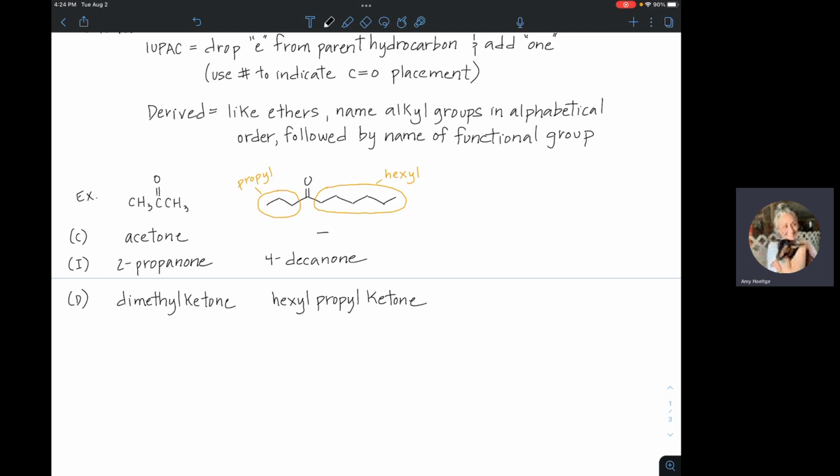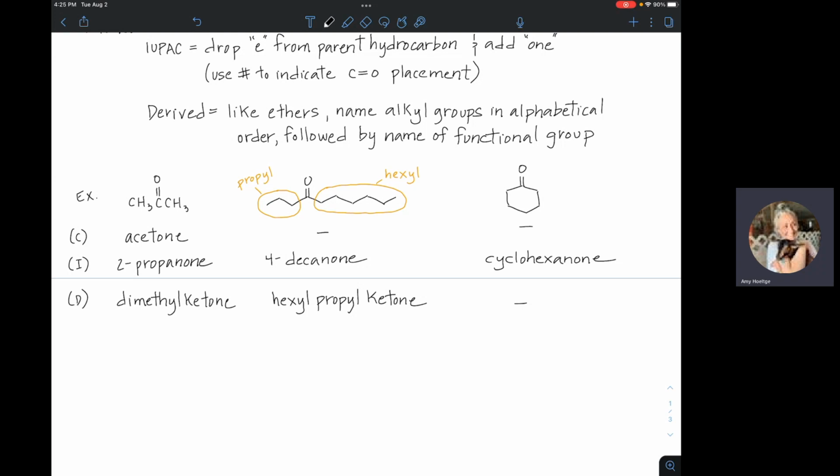You can have a ring. So unlike with an aldehyde, where there isn't an R group, it's just a hydrogen, I could have a cyclic ketone. There's no common name for this. There's no derived name for this because the alkyl groups are the same on either side, but they're connected. So there's really one name for this, and it's cyclohexanone. So instead of cyclohexane, we have cyclohexanone.